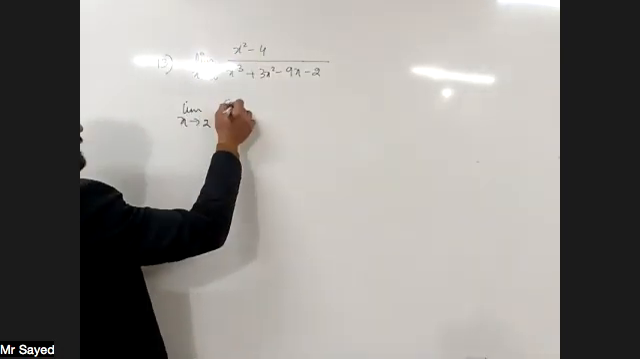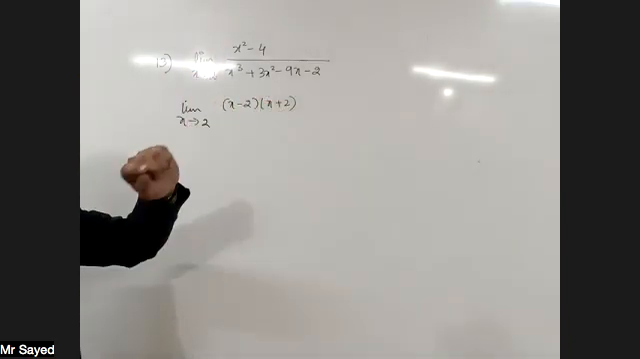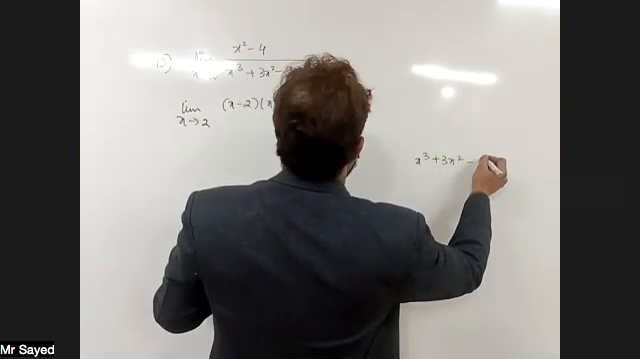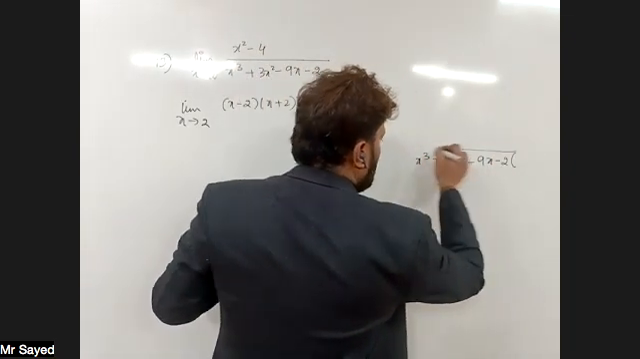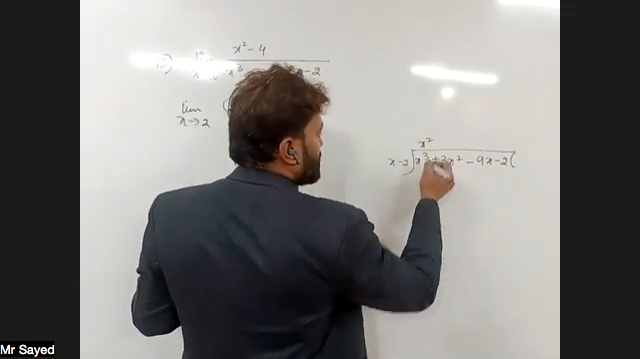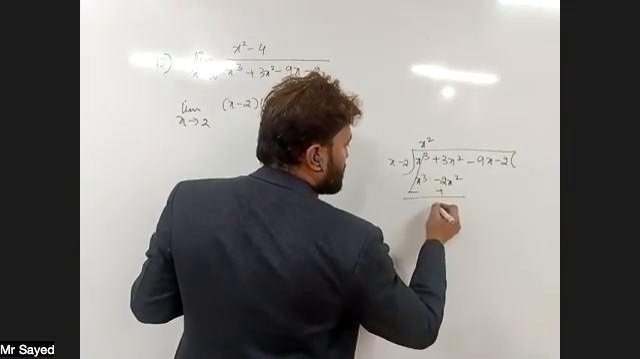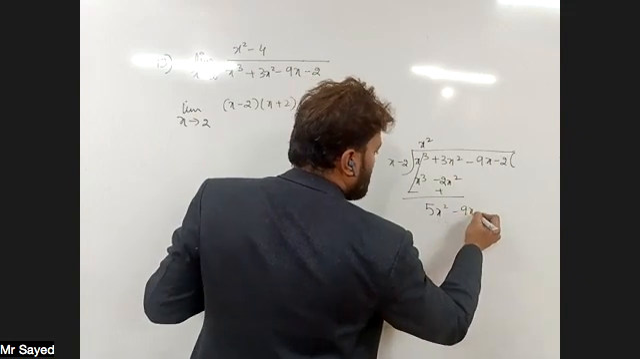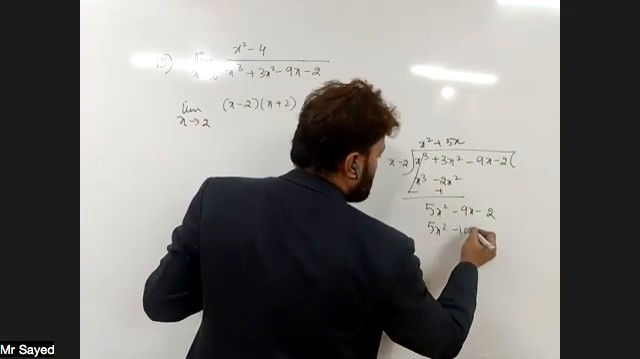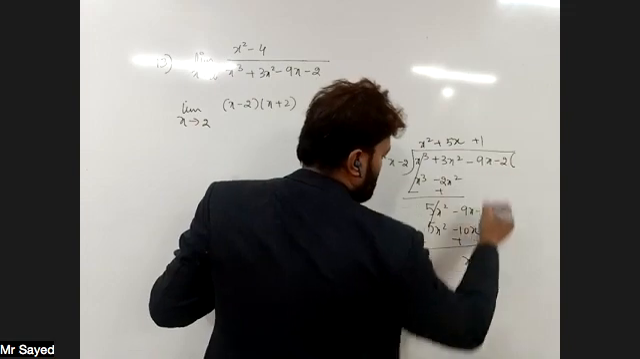यहाँ तो easy था इसको factorize करना, x minus 2, x plus 2. For a cubic equation, we can use the long division method. Plus 3x squared minus 9x minus 2. Directly divide this by x minus 2. So this is x squared, x cubed minus 2x squared. Cancelled. 5x squared minus 9x minus 2. Plus 5x. So this will be 5x squared minus 10x minus plus. These two cancelled. X minus 2. So plus 1.